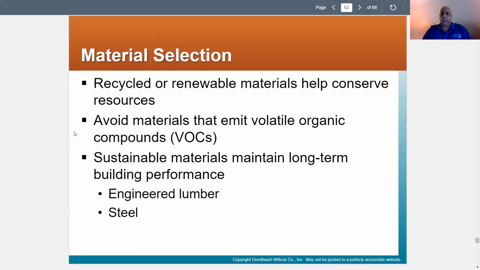Again, material selection. Recycled or renewable materials help conserve resources. So you have to avoid materials that emit volatile organic compounds, known as VOCs. And you have sustainable materials that maintain long-term building performance, engineered lumber and steel.